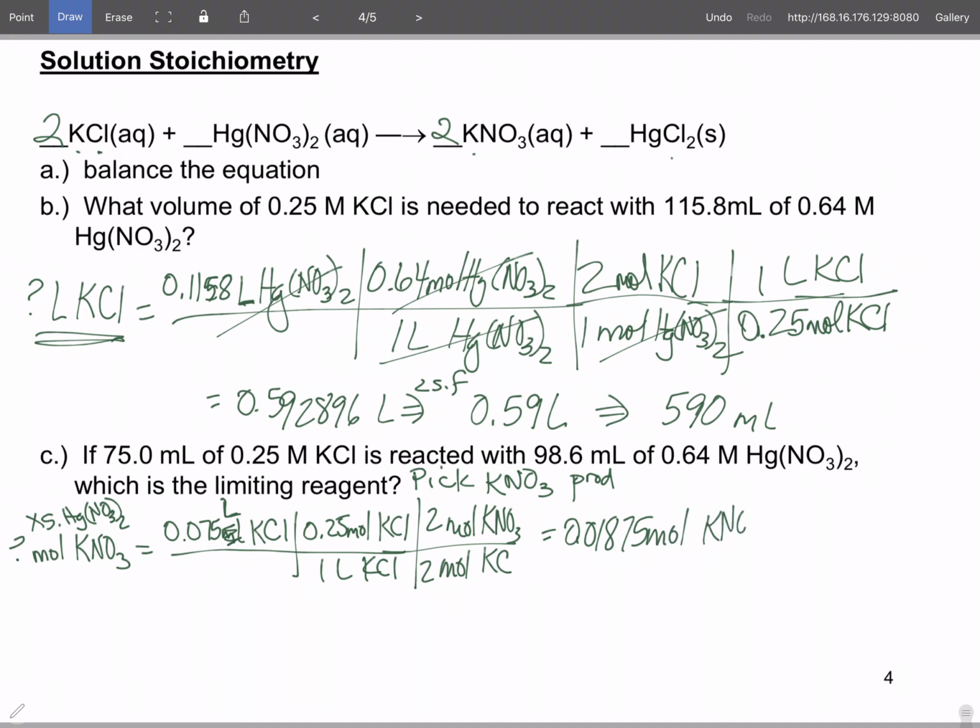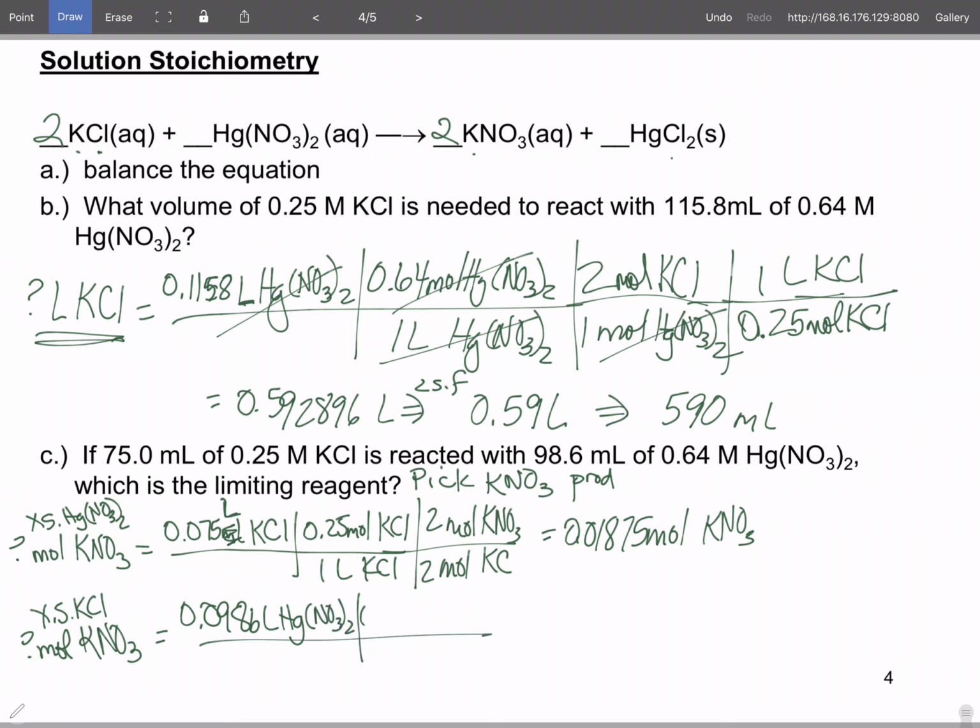And remember, we need to compare apples to apples. So we've got moles of potassium nitrate. So we're going to do it again. We're going to look for moles of potassium nitrate. But this time we're going to use our mercury 2 nitrate. So we have excess KCl. Do you have to write the excess KCl? No, but you have to understand that you have extra of it. So we have 0.0986 liters of mercury 2 nitrate.